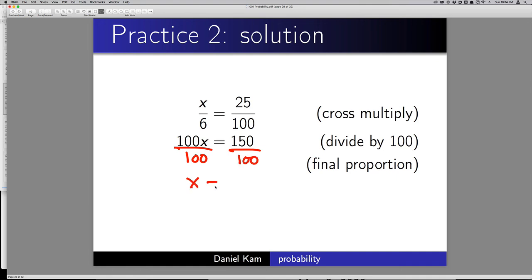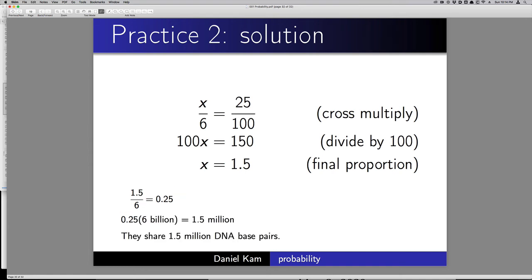And x is going to equal, what is x going to equal? 150 divided by 100 is 1.5. So just like last time, since we're doing 6 billion, you would do 1.5 divided by 6 to represent the 6 billion, and the percent is 0.25. So we're going to multiply 0.25 times 6 billion, and when we multiply that out, it comes out to be 1.5 million if you do that on the calculator. So the answer for number 2 would be that they share 1.5 million DNA base pairs. And that's the end of today's lecture.